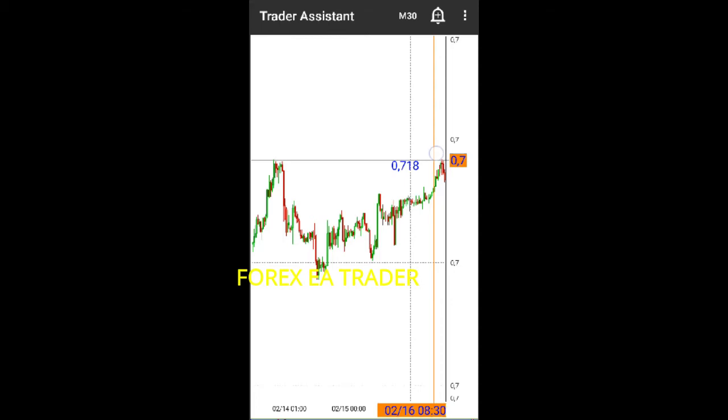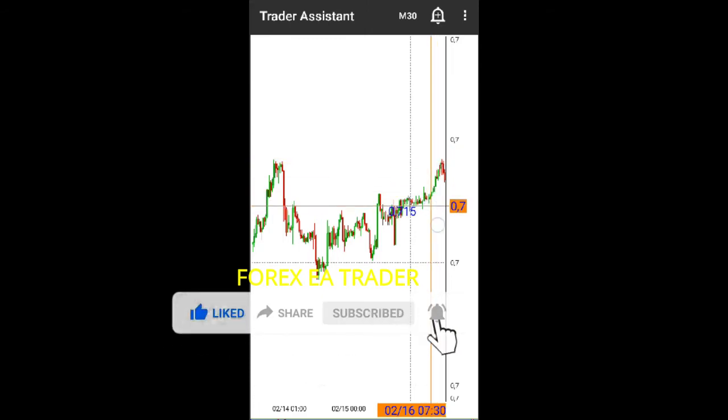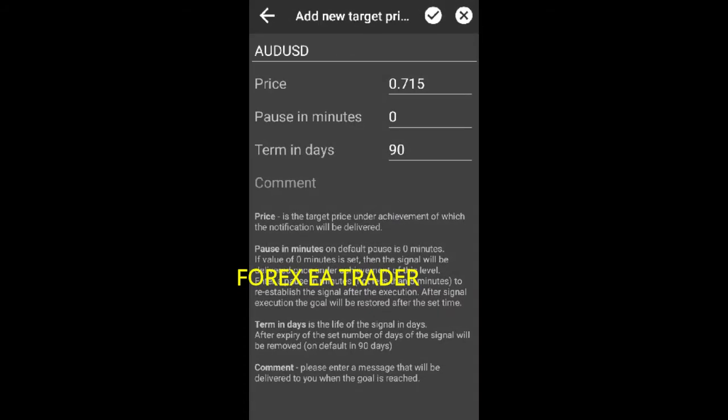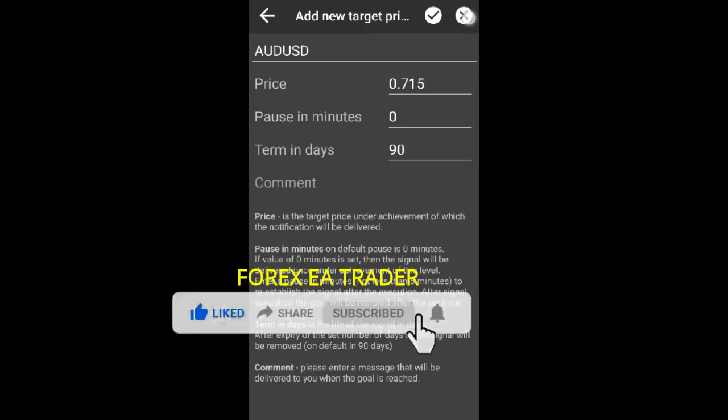So instead of analyzing on your computer or on your MT4, MT5, you can simply also open this app, and you simply find price levels that you want to put an alert on. Let's say on that level 0.715, if we put an alert on it, you see it's going to put at 0.715. As simple as that.